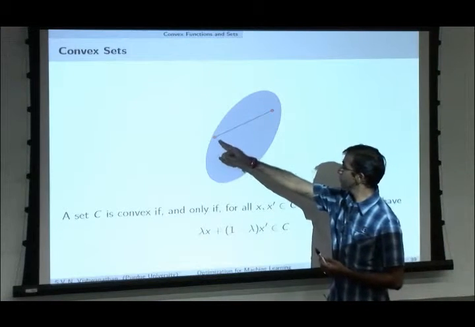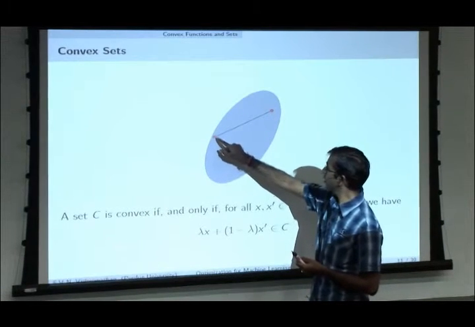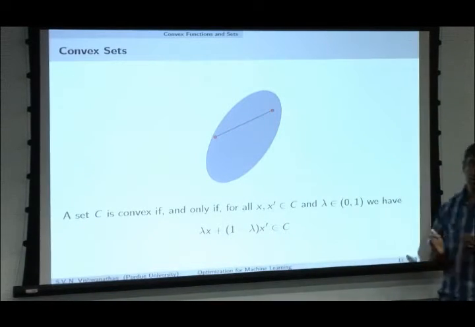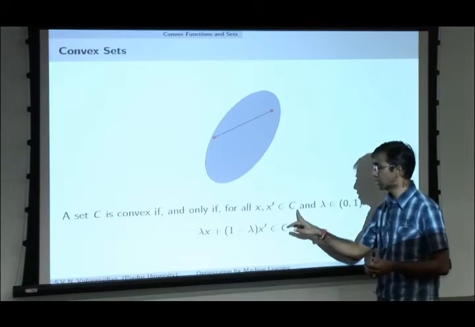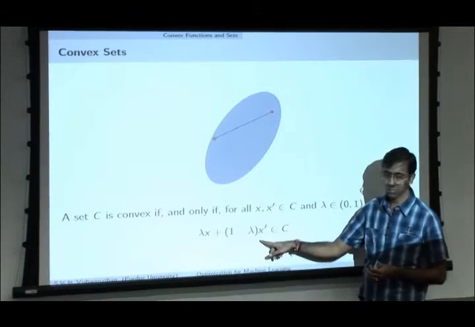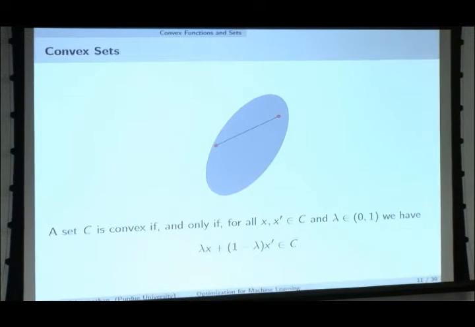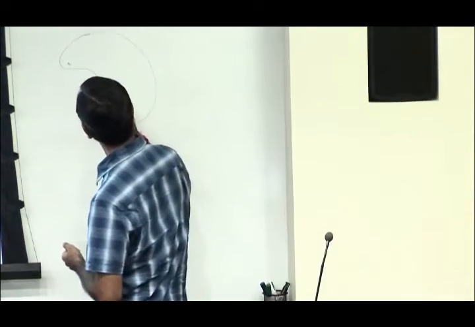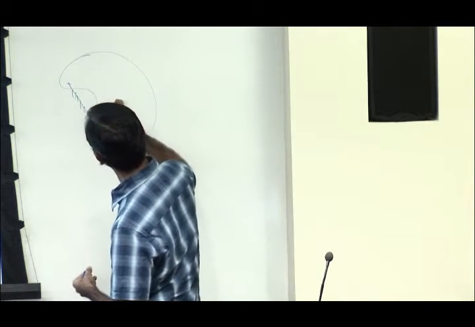If I draw a set, and I have this property that if I take two points in the set, then all the points on the line connecting these two points are within the set, then it's a convex set. That is, if x and x prime belong to set C, then all the points on the line joining x and x prime also belong to set C. An example of a set which is not convex will be something like this, where this and this point are within the set, but all these points are outside the set.